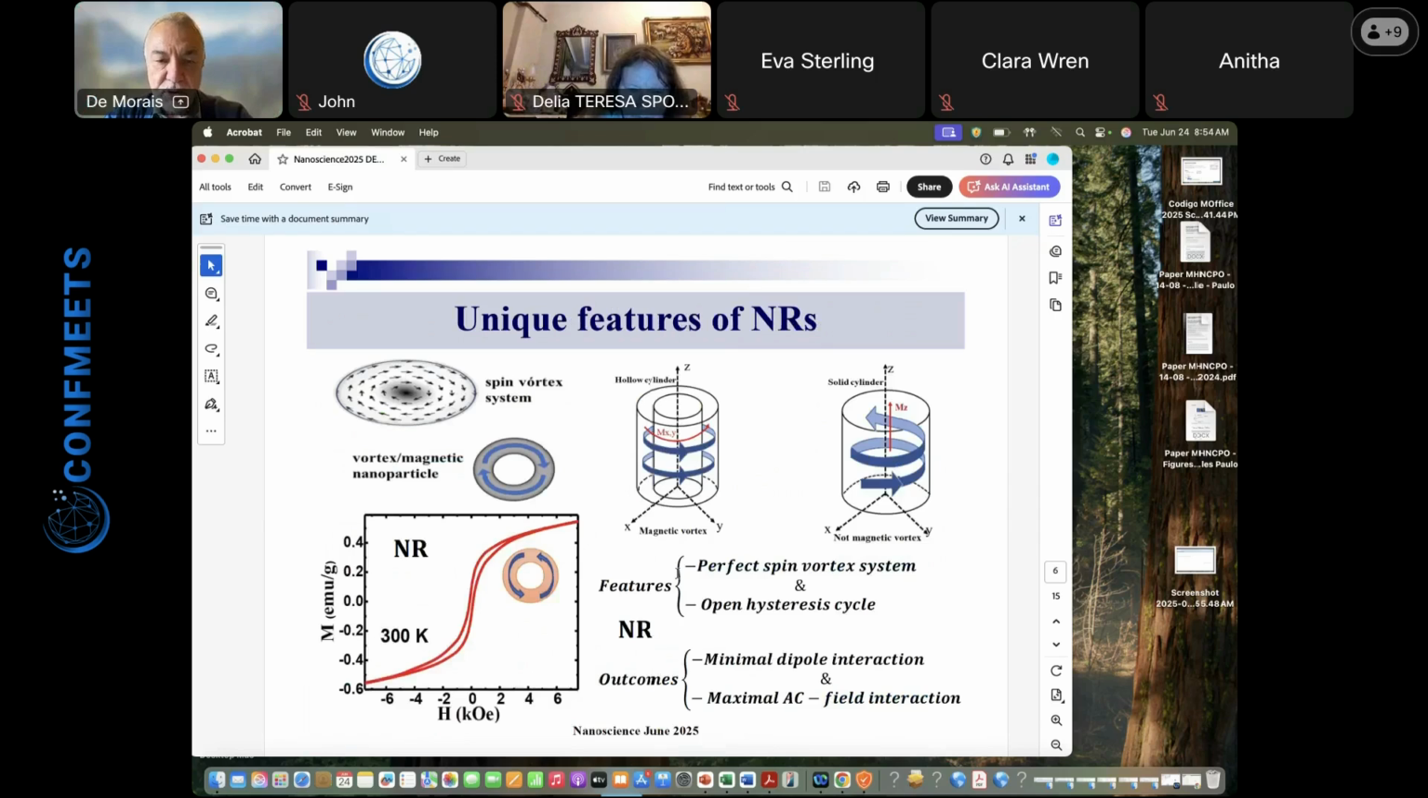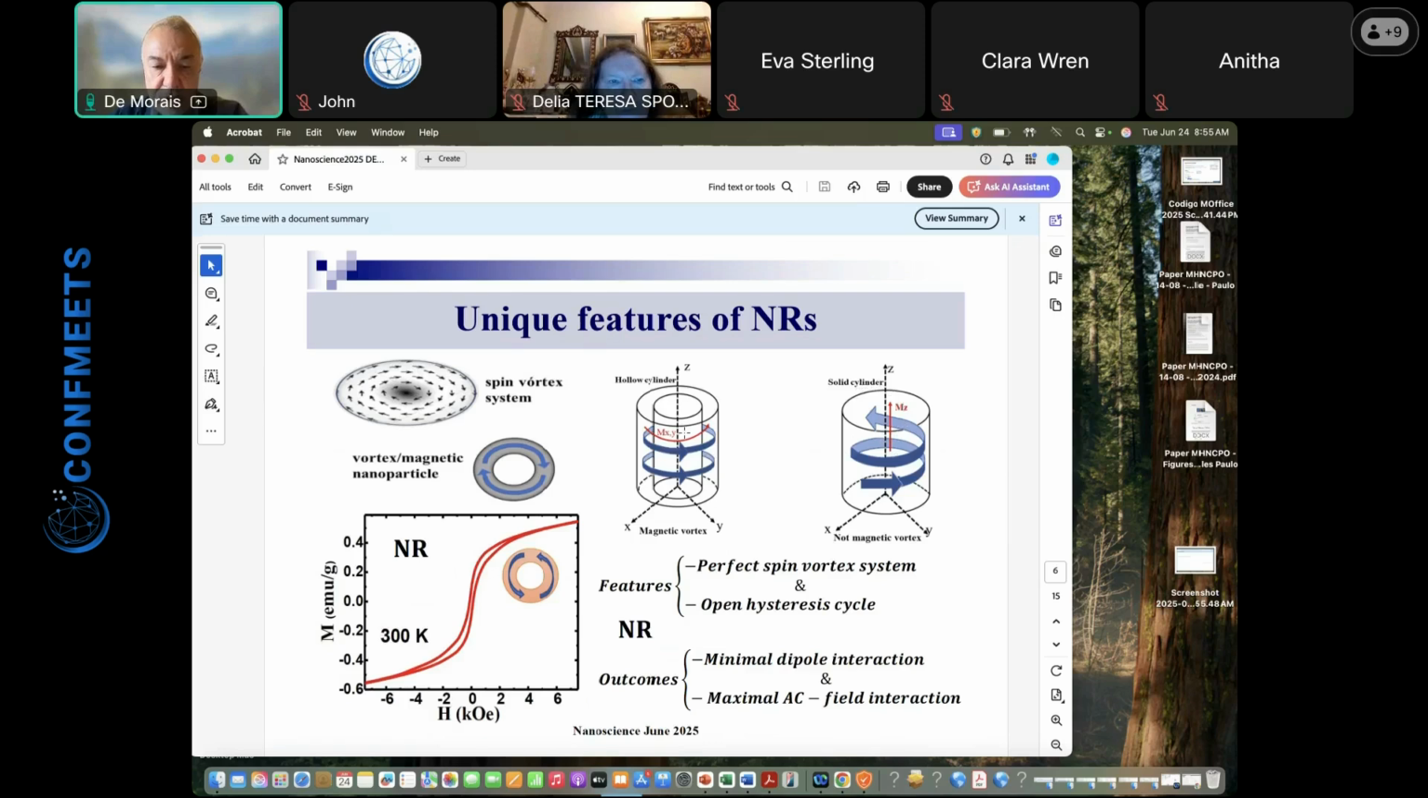So what are the unique features of nanorings? Let me emphasize one which is very important for the application in magnetic hyperthermia. So the nanorings have a real and very nice spin vortex system, as you see on the left-hand side of my slide. So this picture shows the orientation of the spins inside the system. On the right-hand side, I can show you a very interesting aspect. If you take a hollow cylinder versus a solid cylinder, in the hollow cylinders you have a real magnetic vortex. However, if you look at the solid cylinder, you don't have a perfect magnetic vortex. So you have a net magnetization along the z-axis.